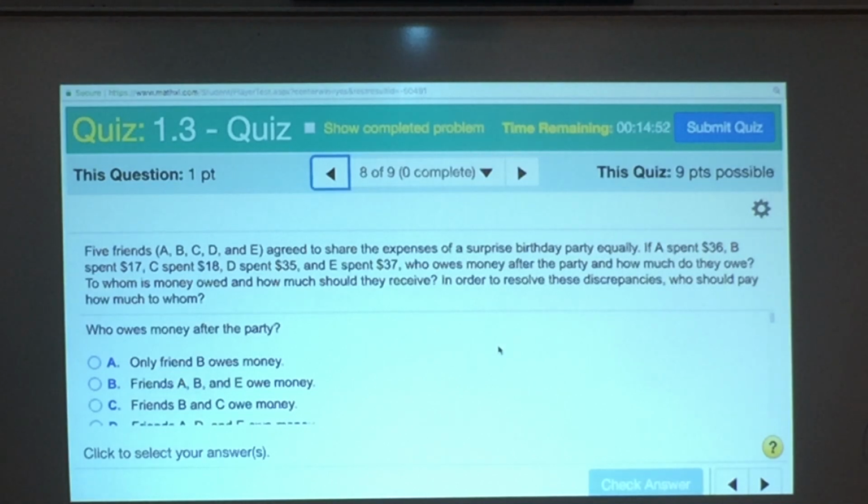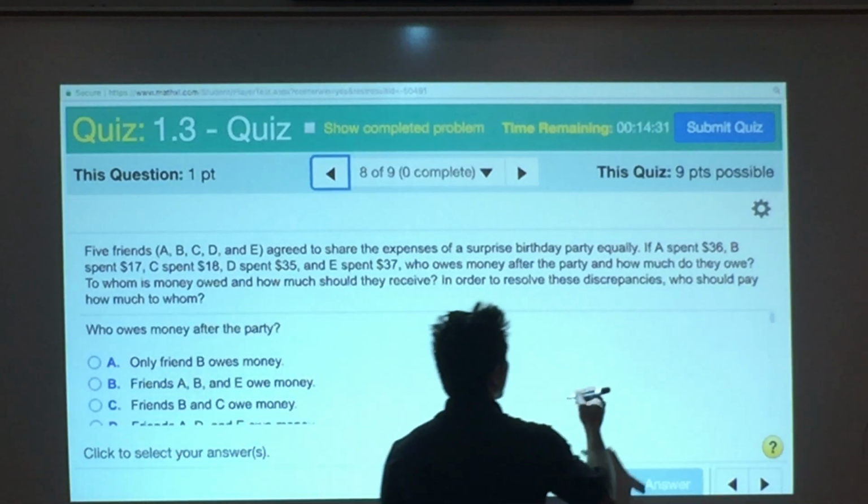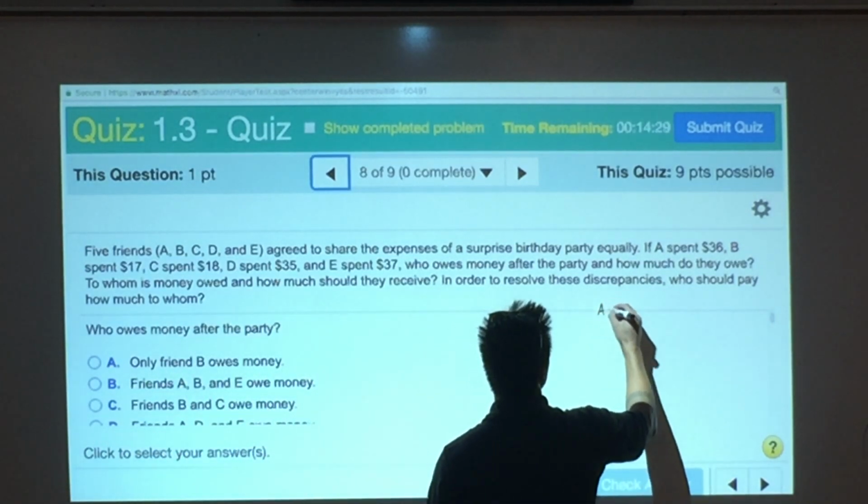So, with that said, 5 friends, A, B, C, D, and E, agreed to share the expenses of a surprise birthday party equally. If A spent $36, B spent $17, C spent $18, D spent $35, and E spent $37, who owes money after the party and how much do they owe? Okay, so let's first write this down of what each person spent.